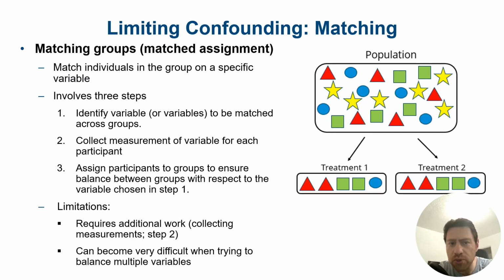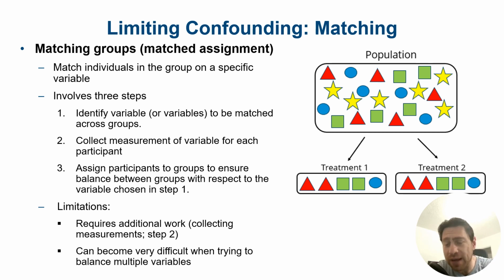So another approach is matching. And this is when you match individuals in the group on some specific variable. And so, for example, if the variable is age, if condition 1 has 20% of the individuals between the ages of 18 and 25, then you see to it that condition 2 also has 20% of people between 18 and 25. So this involves 3 steps.